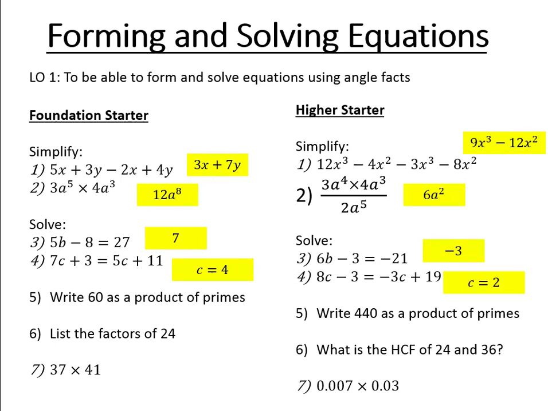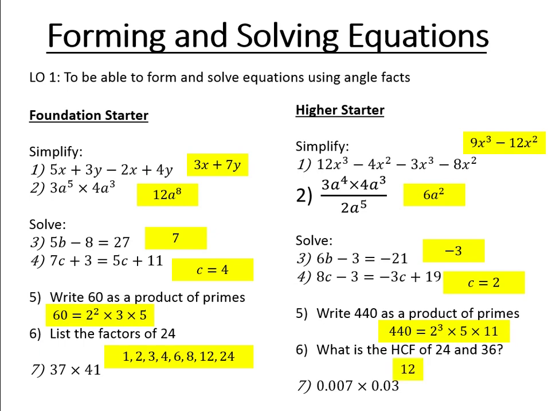We'll give you the rest of the answers. Questions 3 and 4 are solving equations. The reason why the other one is a little more complex is because you have more negative signs as well, which can get a little messy. Then question 5, product of primes. You should know this. I'm pretty sure you've learned this in year 9. Question 6 now, list the factors. And then for question 6 is the highest common factor. You just multiply them together, and these are your answers.